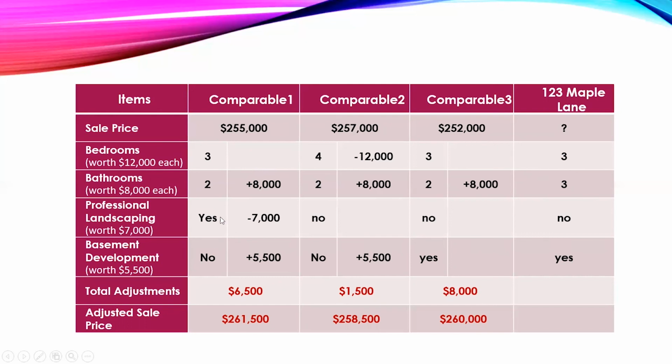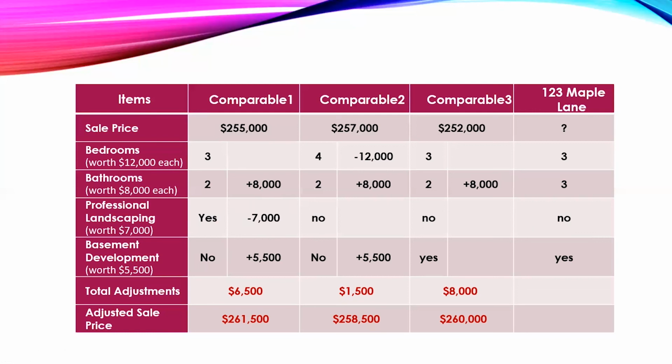Next is professional landscaping. This one does have professional landscaping, whereas our subject property does not. In this case, we would have to make a negative adjustment to the comparable in order to bring it to the same level as our subject property.